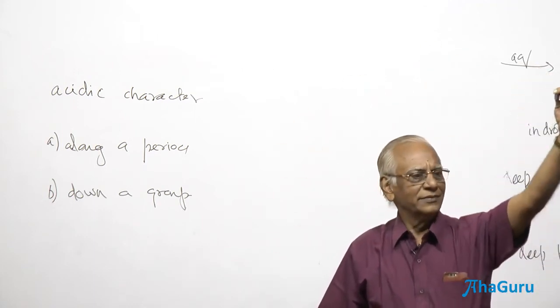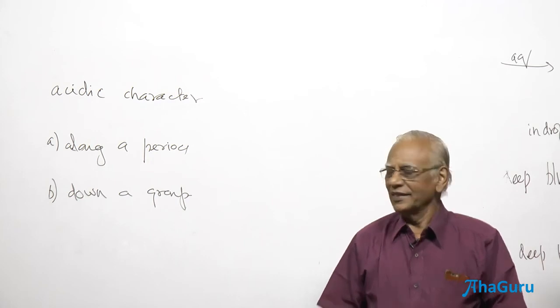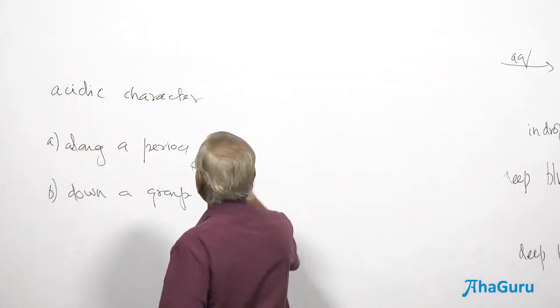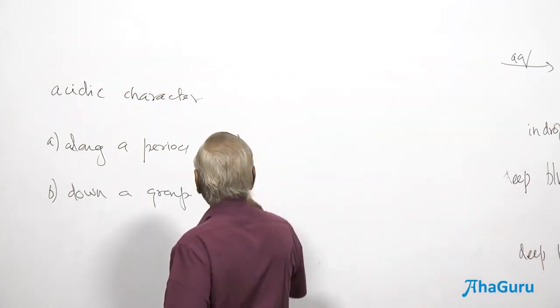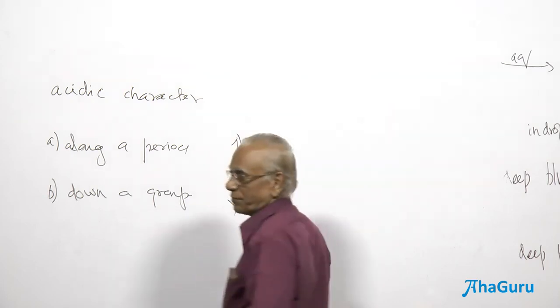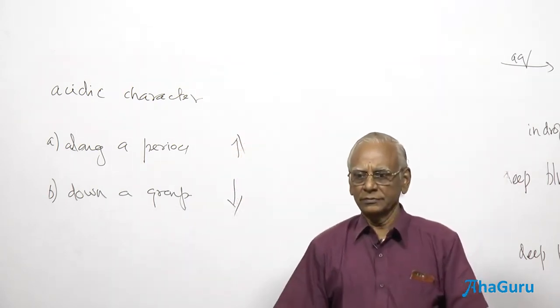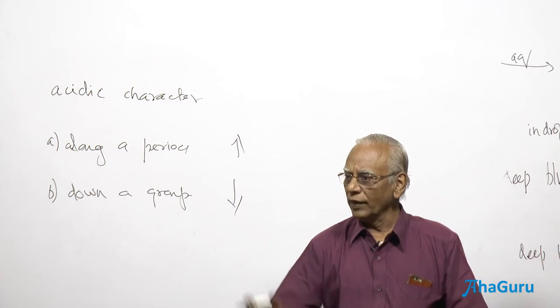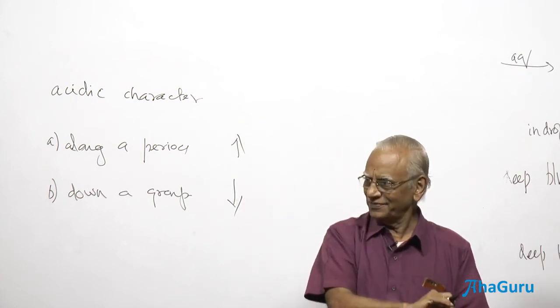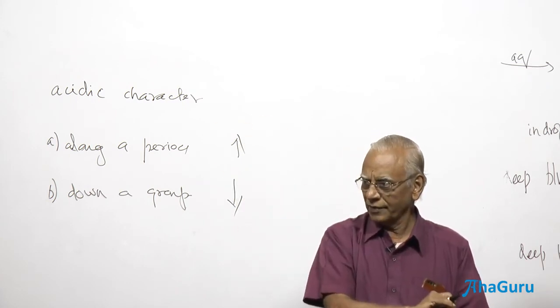Increases across the period. It decreases along the period, down a group. Correct. Why is it so? Do you agree with that answer? You don't agree with him.